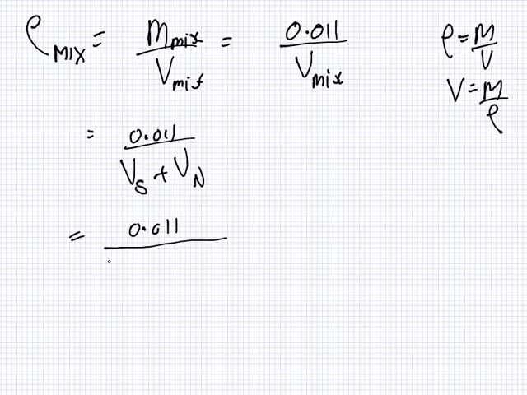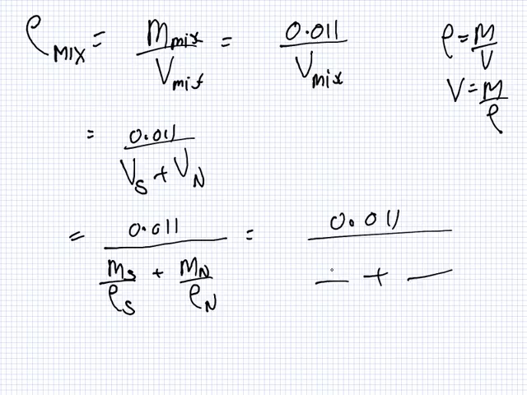What's the density of silver on the table? 10,500. And then of the nickel? 8,900. Right, so let's hit that into the calculator and see what we get. So this comes out at 9025 kilograms per meter cubed.